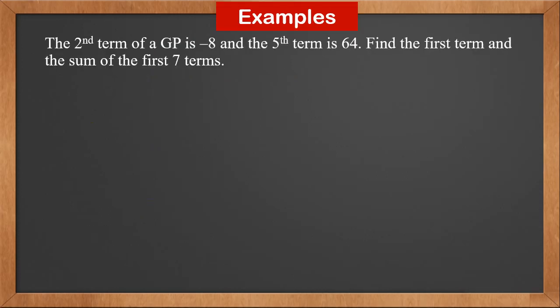The second term of a GP is minus 8 and the fifth term is 64. Find the first term and the sum of the first 7 terms. The second term A2 is AR, and it is minus 8. The fifth term is AR to 4, and it is 64. Divide these two, we get R cubed is minus 8. So R is minus 2. Put it back into the first equation, we get A as 4.